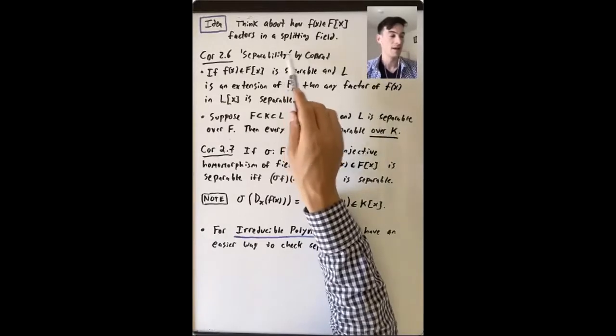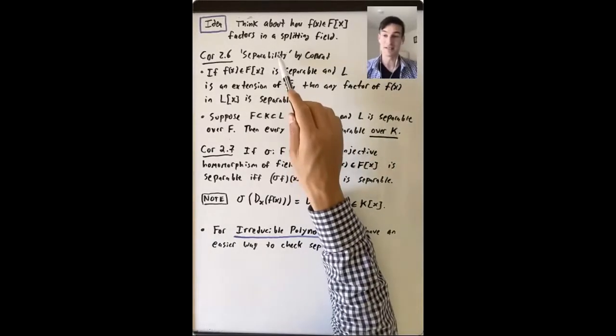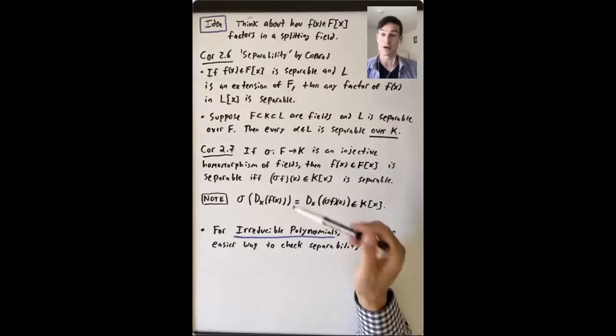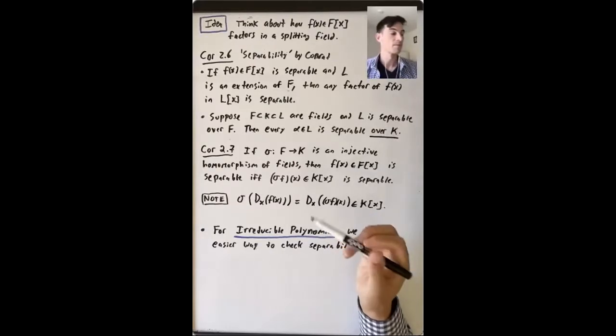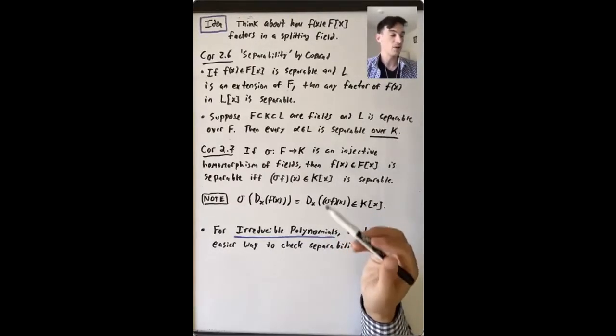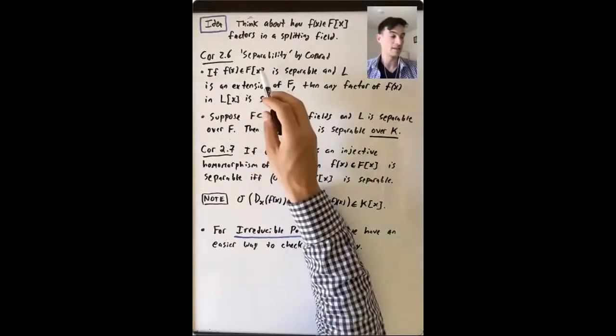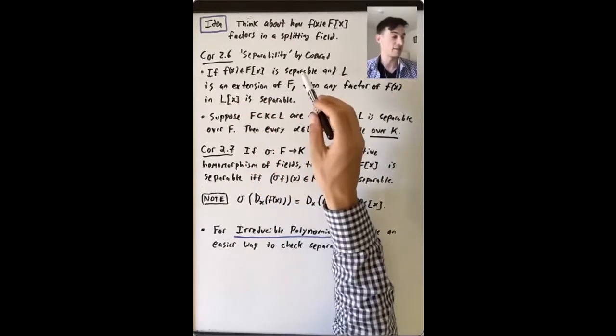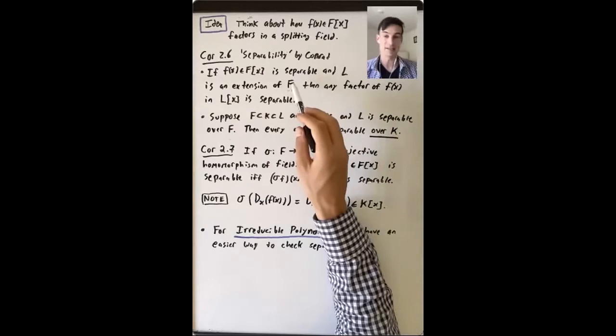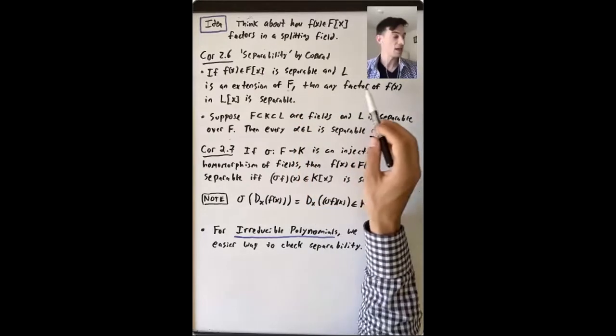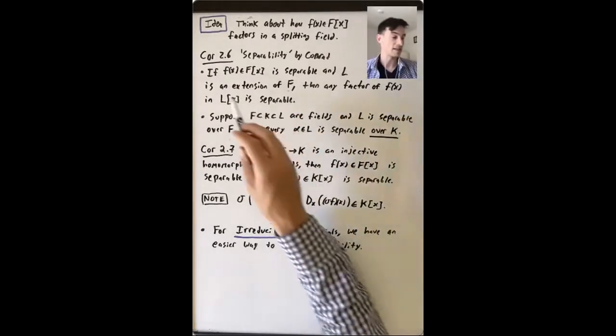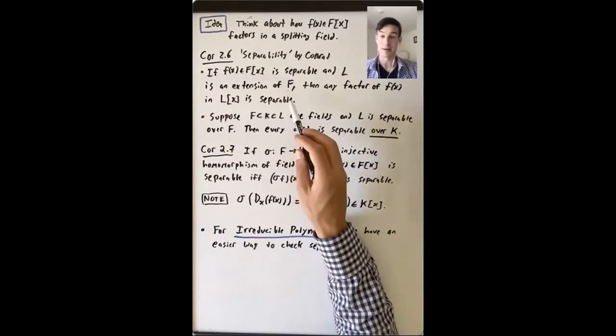These both come from notes by Keith Conrad called separability. I definitely encourage you to check out these notes. The first one says, okay, so if f(x), a polynomial in F[x], is separable, and L is an extension of F, then any factor of f(x) in L[x] is separable.